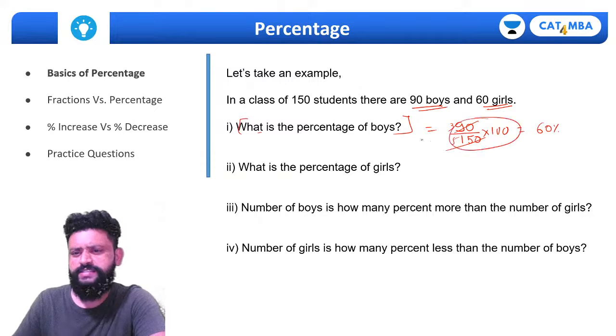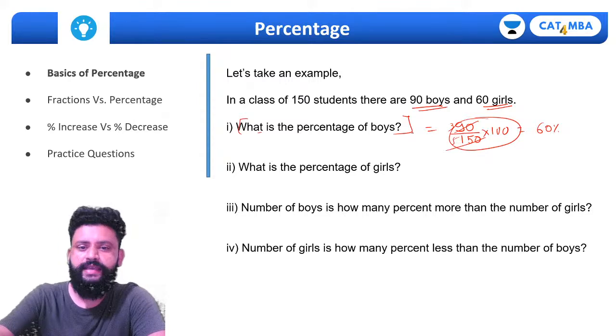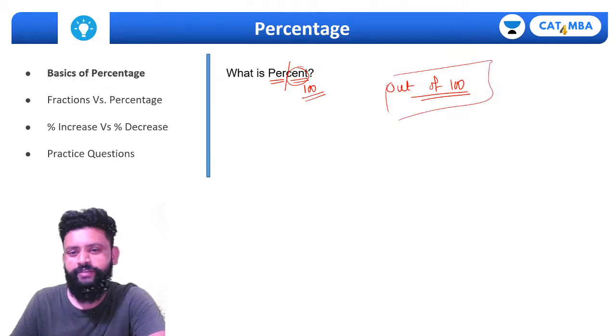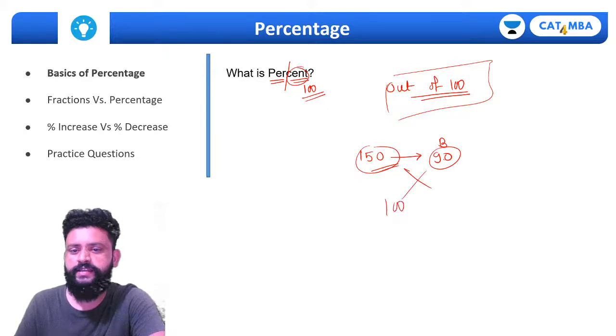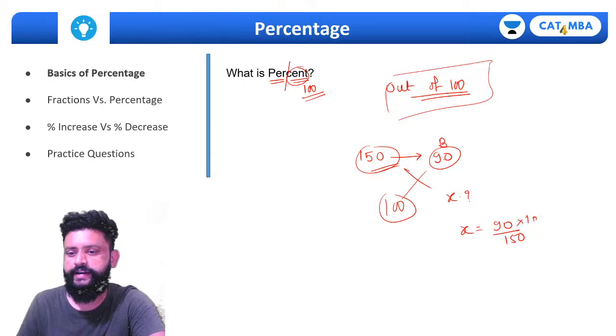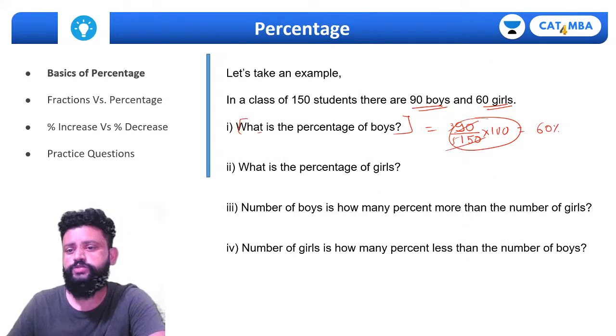So guys, why do we do this 90 upon 150 into 100? The reason behind this is the thing that I just told you, that percentage means out of 100, and we know in a class of 150 students there are 90 boys. In a class of 150 students there are 90 boys, means out of 150 it is 90, so out of 100 how much? It is simply cross multiplication. If you want to get the value of x, you'll just cross multiply this. You'll get x is equal to 90 upon 150 into 100. So that's why we do it. If there are 90 boys in a class of 150, the percentage of boys will be 60%.